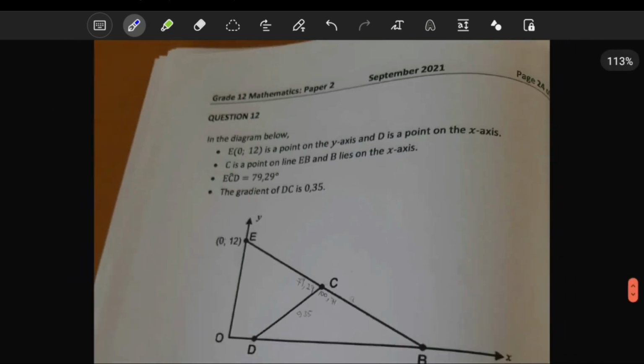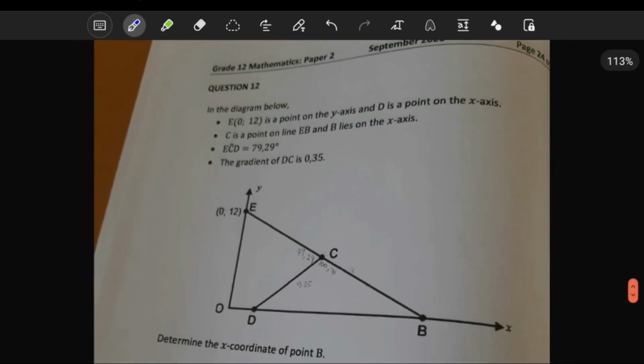Number 12, it says in the diagram below, which is this diagram over here, E is a point on the y-axis and D is a point on the x-axis. Okay, there's E and D over there. And then it says C is a point on the line EB.